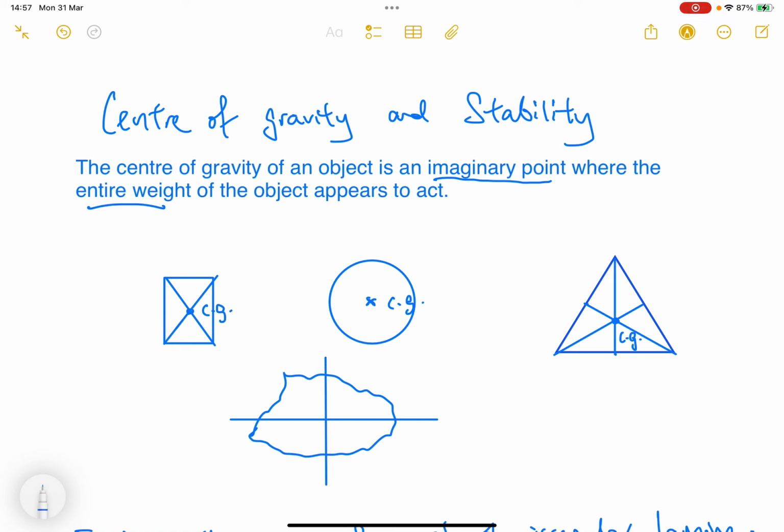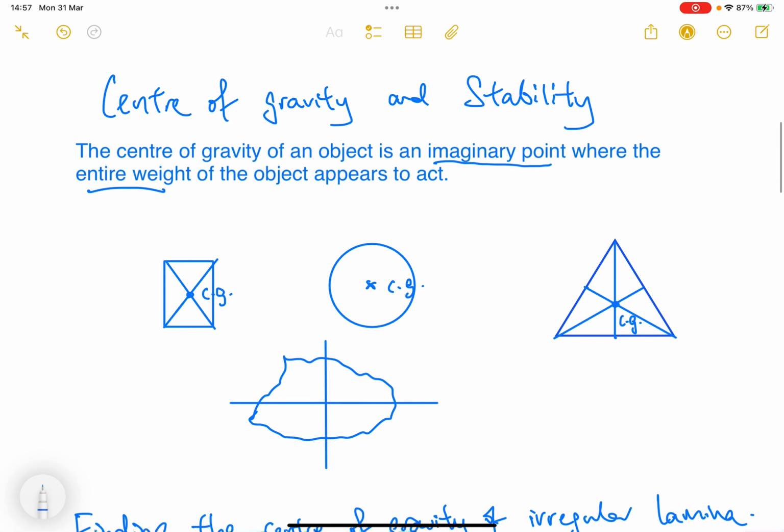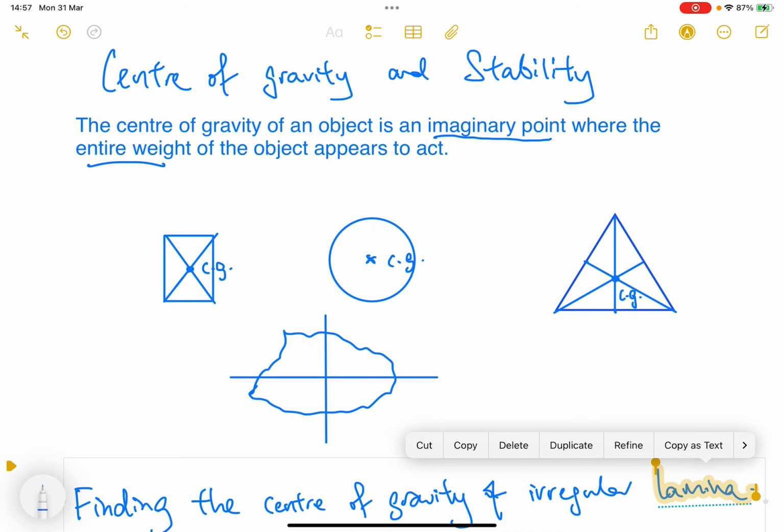Okay, so if it is a regular object, the center of gravity will simply be the geometric center of the object. So as you can see over here, we have a rectangle. It could be three-dimensional, but if it's two-dimensional, we will just draw the bisectors, and where they intersect will be the center of gravity. All right, so for a circle, it will be the center of that circle.